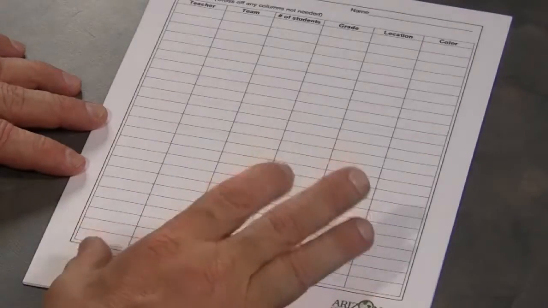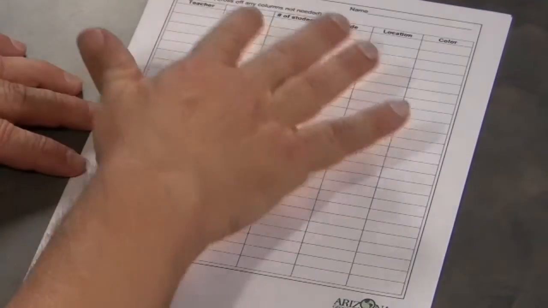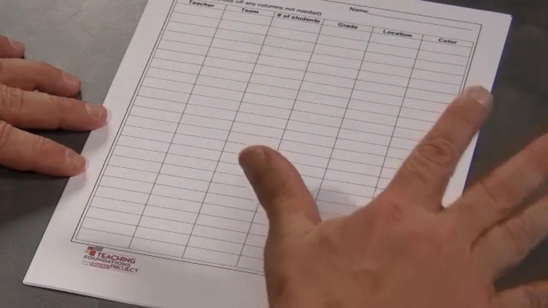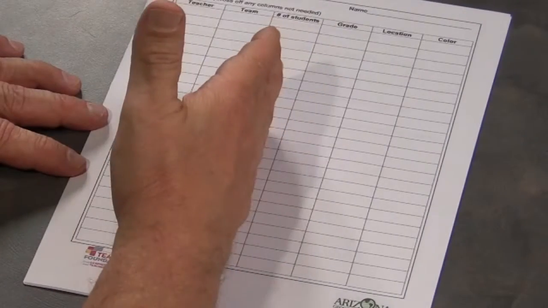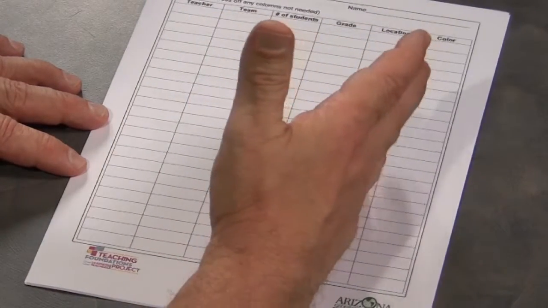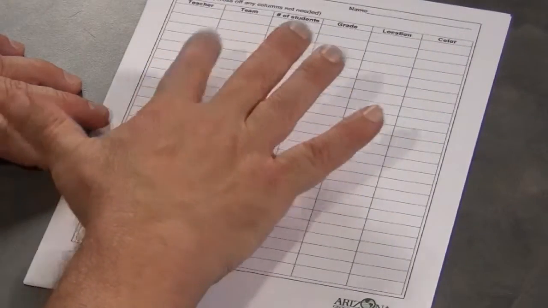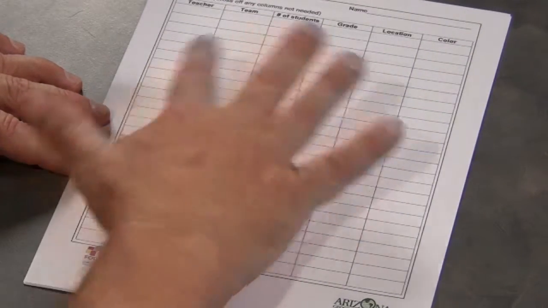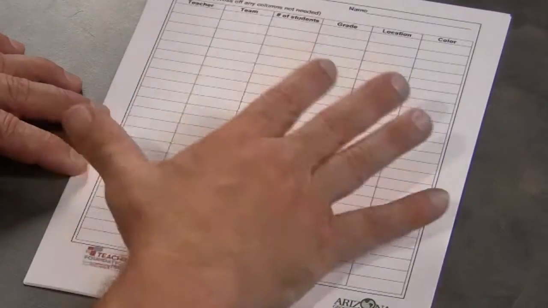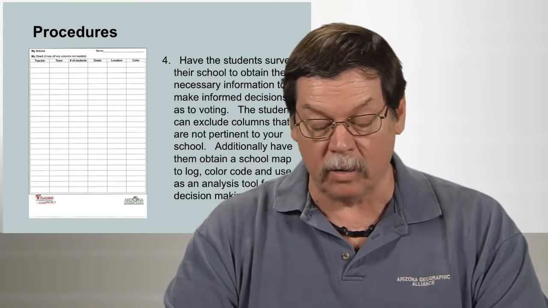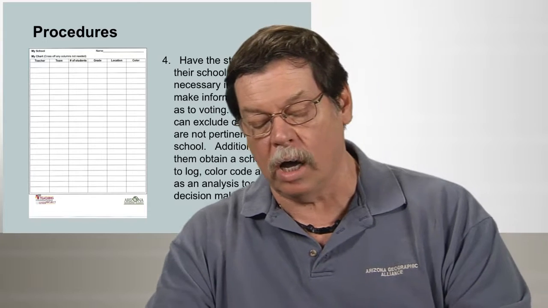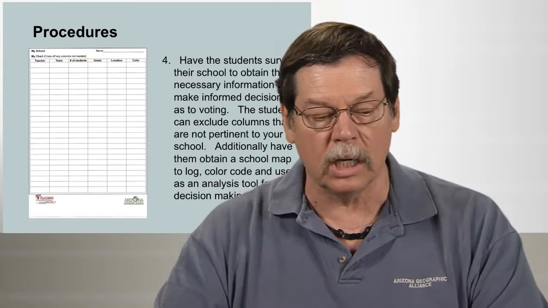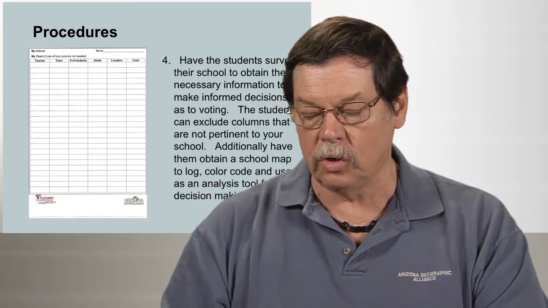And this form will give you your demographics. You don't have to use every column on here, but the key columns would be the teachers, the number of students, grade level, location, color, team. A lot of schools don't use teams, but grade level is important because we want to be able to see if more power is held by different grade levels. And the color is to color code whatever map you are using for your students.